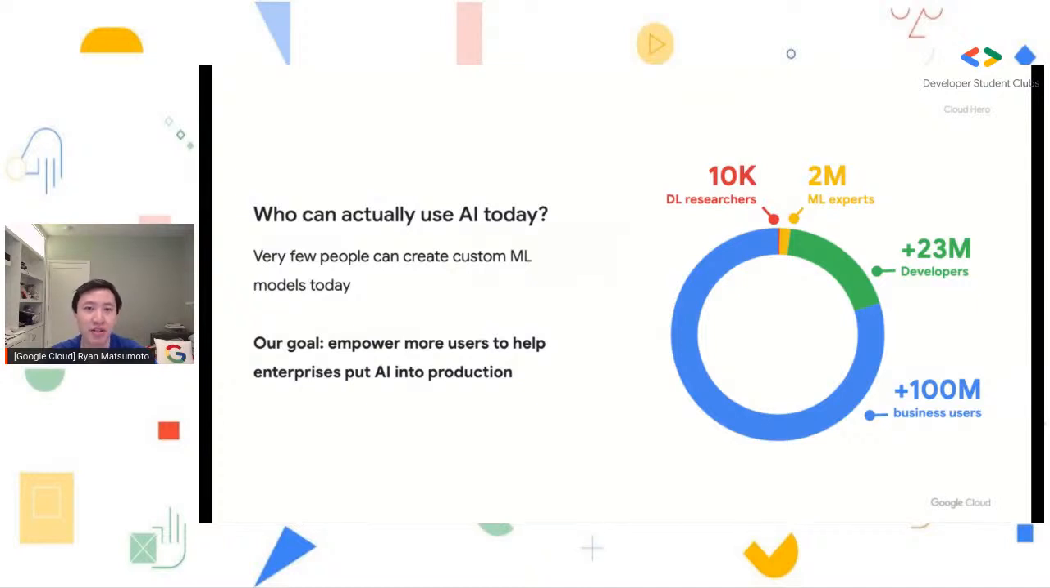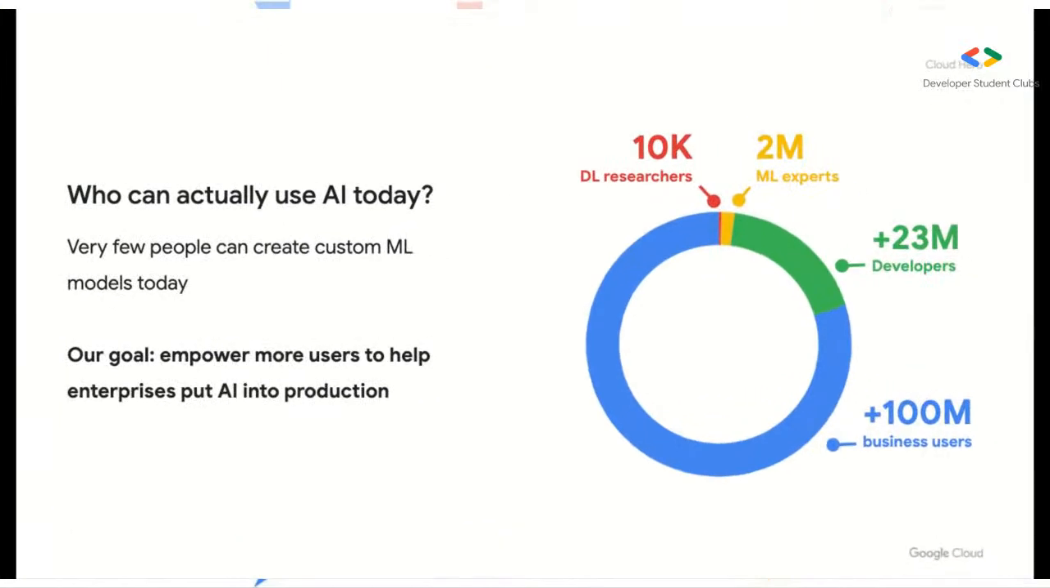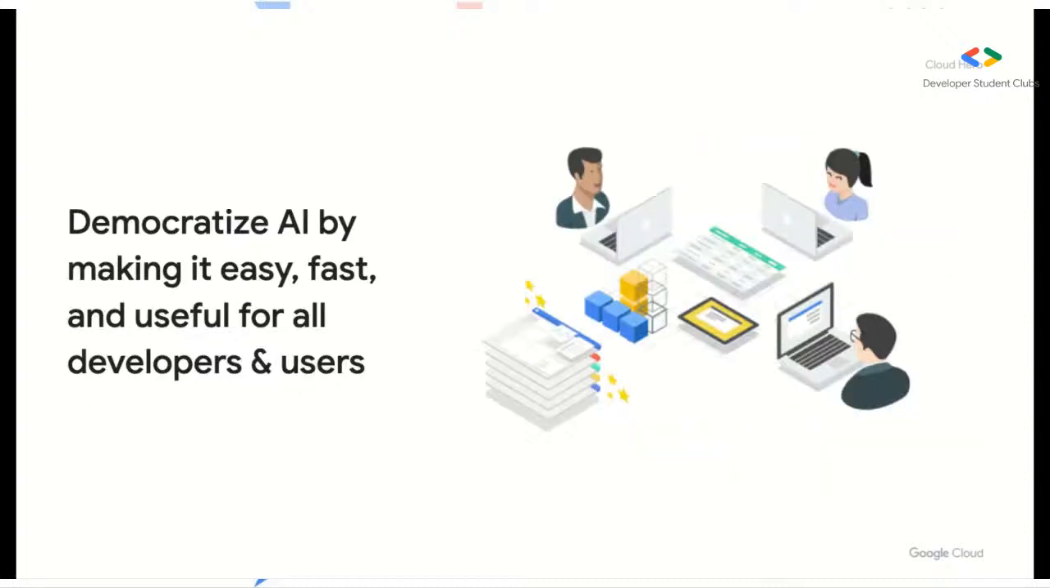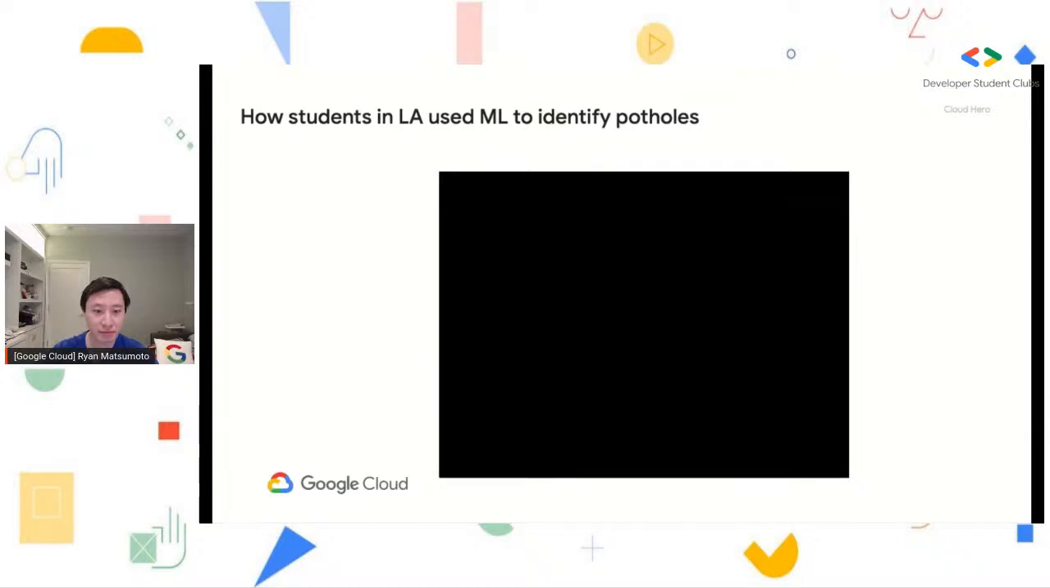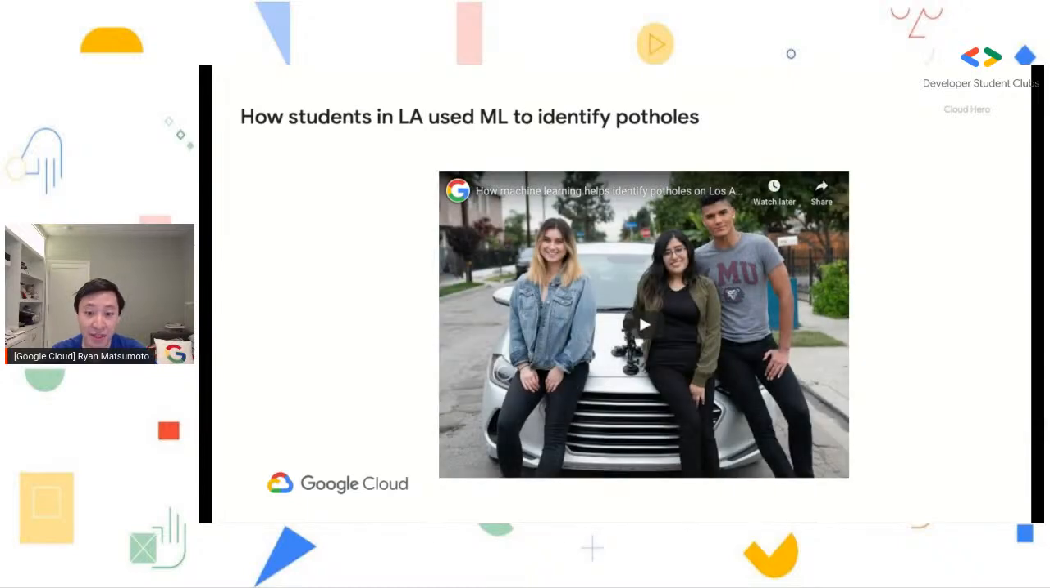One of the big challenges with artificial intelligence and machine learning is the difficulty level. With Google Cloud, one of our main goals is to empower more users to use artificial intelligence in their applications, regardless of their experience level. We want to democratize AI by making it easy, fast, and useful for all developers and users. So let's take a look at this video. This shows how a group of students in LA used machine learning to solve a societal problem related to potholes.